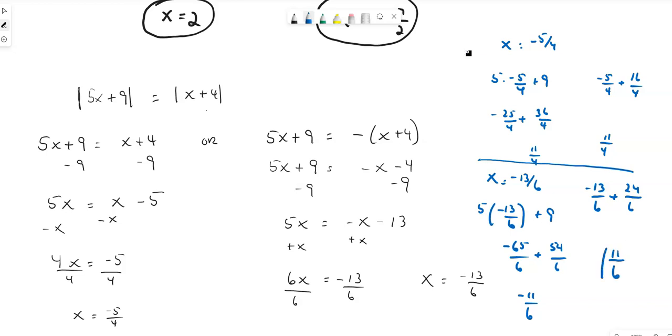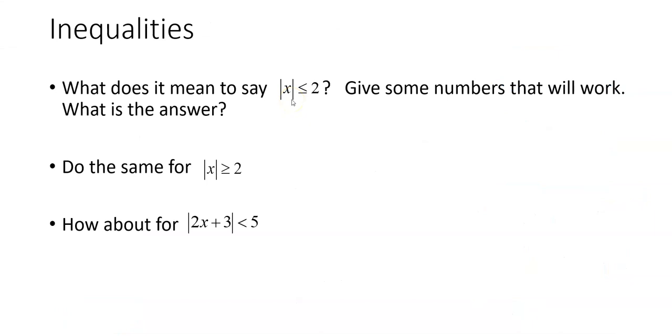Remember, these things are in absolute values. So is the absolute value of negative 11/6 equal to the absolute value of 11/6? Yes, it is. So both of those answers work. Negative 5/4 works. Negative 13/6 works. All right, so what's left? What's left are inequalities. So we've done absolute value equalities. Let's look at absolute value inequalities.